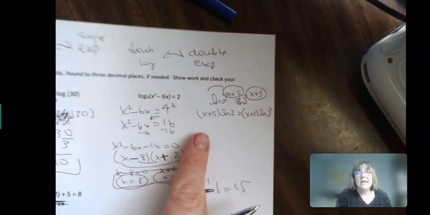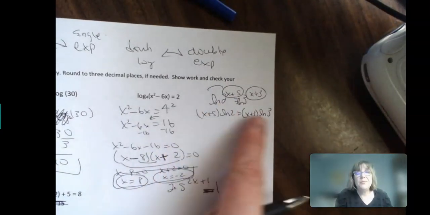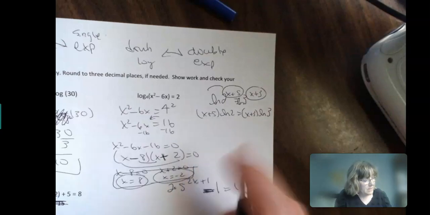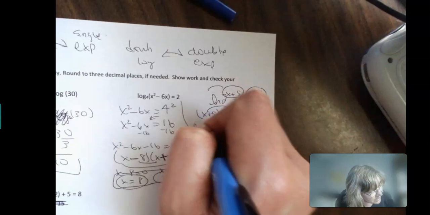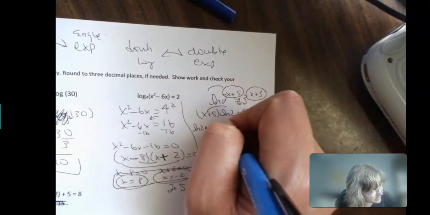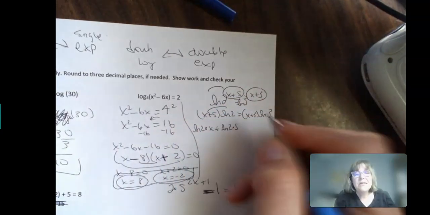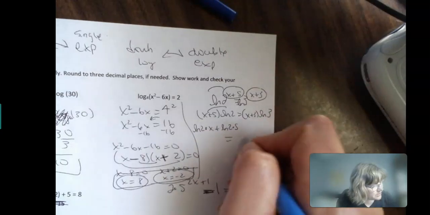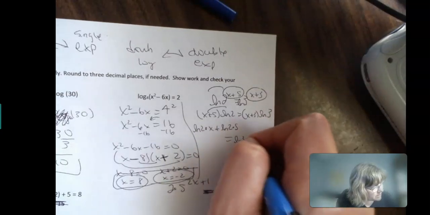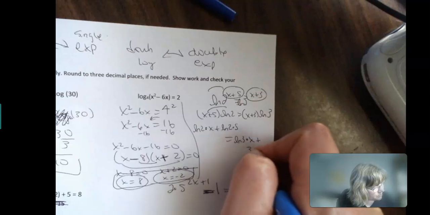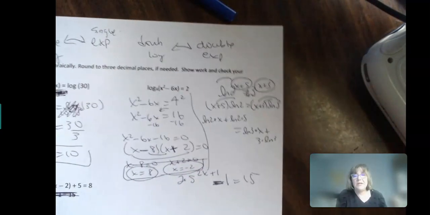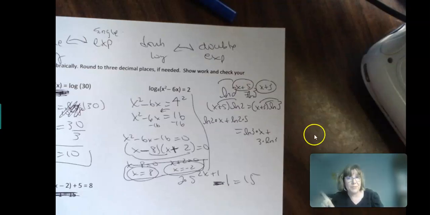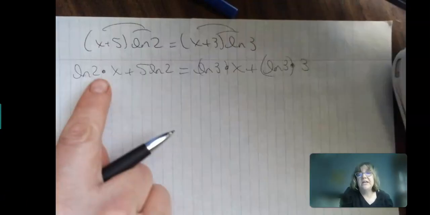All right. Okay, now you need to do the distributive property on both of these. Okay, so you're going to distribute. So you get ln of 2 times x plus ln of 2 times 5. And then over here, you're going to do the same, ln of 3 times x plus 3 times ln of 3. So you're just distributing that. And I'm going to pause here and write it so I have more space because I'm kind of cramped. All right, I got more paper here.